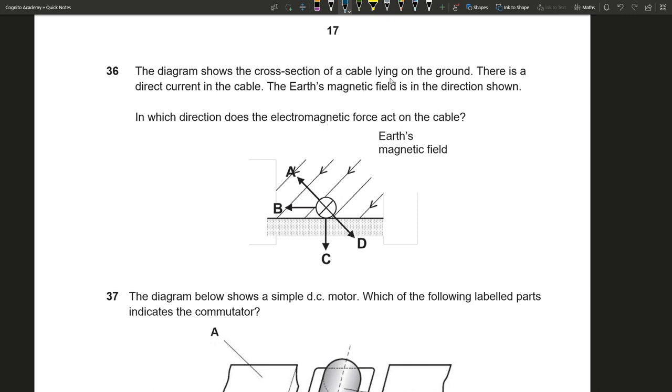Here we just have to use our right hand rule. Put our thumb in the direction into the plane of the paper, and we realize that our fingers are curling clockwise, so the magnetic field generated by the current is clockwise. This means that here, because the magnetic field from the current is in the same direction as the Earth's magnetic field, this area will have a very strong magnetic field, while here, because the magnetic field generated by the current is acting opposite to the Earth's magnetic field, there will be a weak magnetic field. So there will be a force pushing it from the direction of stronger magnetic field to weaker magnetic field, and so the direction of the electromagnetic force acting on the cable is A.